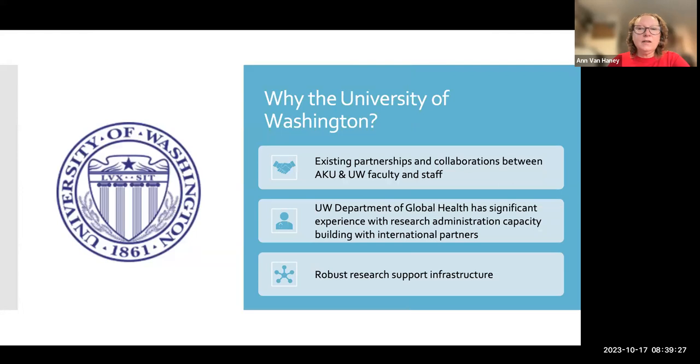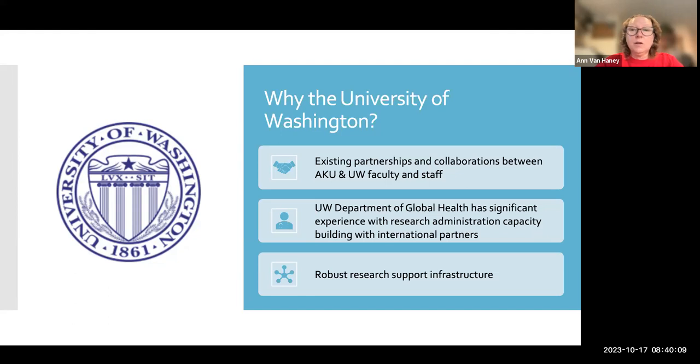And also, why did AKU want to partner with the University of Washington for this? Honestly, AKU and any other organization out in the world could look at a lot of different universities and organizations in the US. A big part of the reason the University of Washington was selected was because of the existing partnerships and collaborations that had been ongoing. Dr. Michael Chung was in Nairobi at the time, working at AKU, and so he had the UW connection, and that's how he identified me as a person to be involved in the project as well.